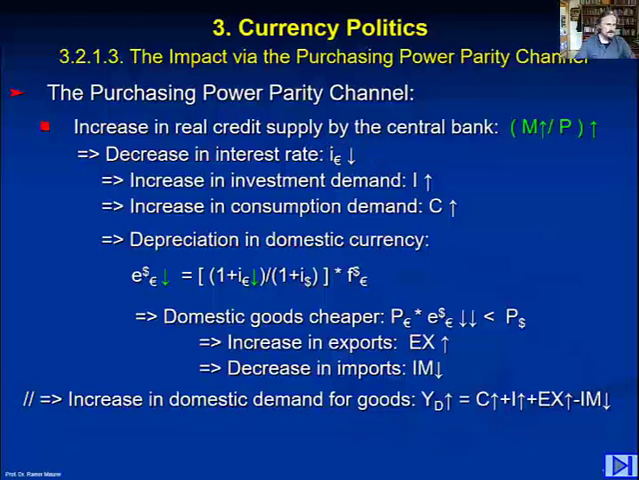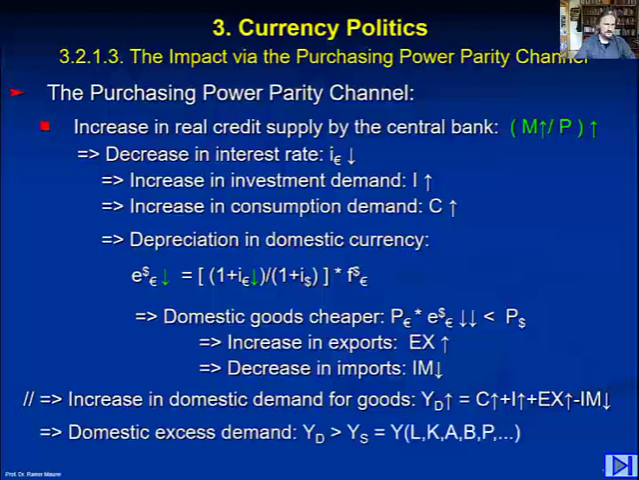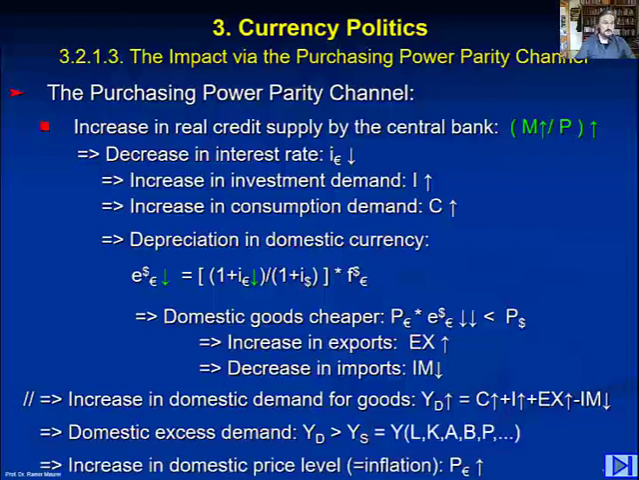So this increase in domestic demand causes excess demand on the domestic market. Demand of goods is larger than the supply of goods. The result of this is that in the long run, prices will grow. Now the price level will start to grow. The long run, as just mentioned, is approximately 1 year. So a year after this has been started by the central bank, prices will start to grow.